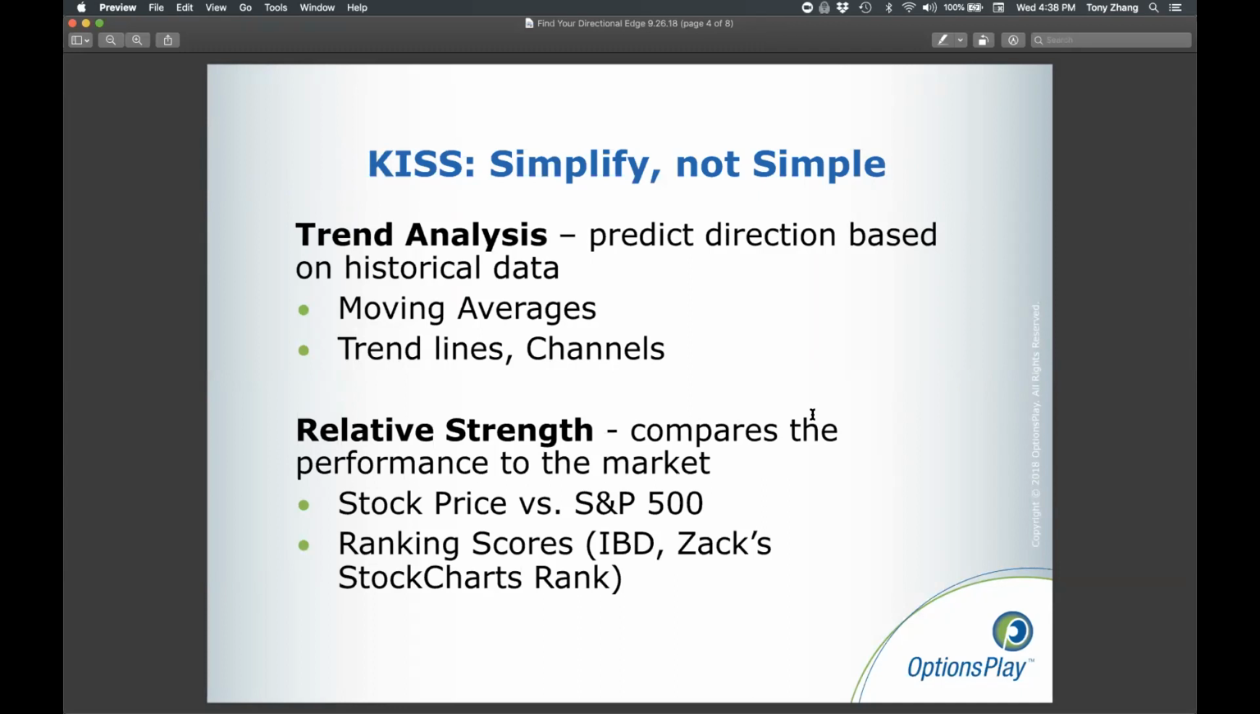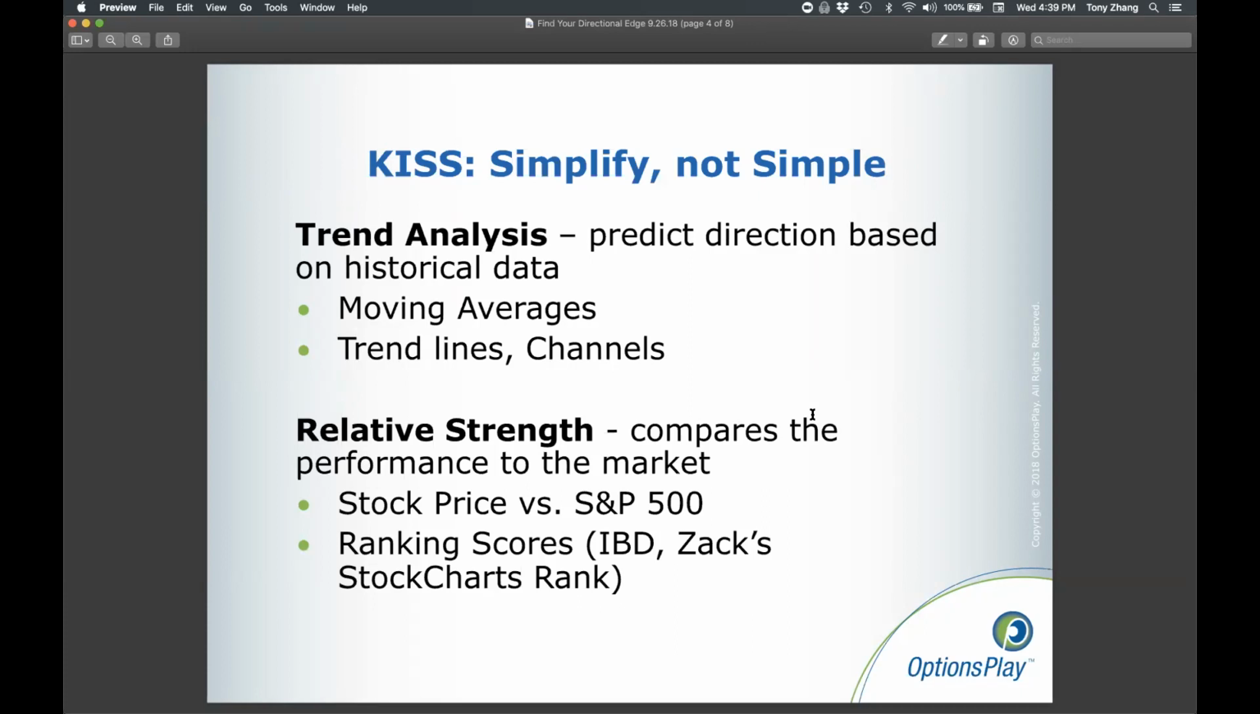The second thing we want to look at is relative strength. This is really where we're comparing the performance of a stock to the market. There are simple ways to do this, like simply taking the stock price and comparing it to the S&P and seeing if it's outperforming or underperforming the S&P to say whether a stock is strong or weak. But there are more robust methodologies, and any of the ranking methodologies really take relative strength as their fundamental underlying.